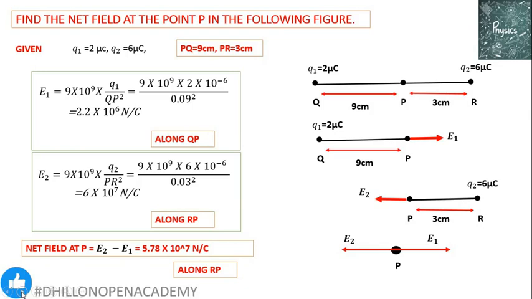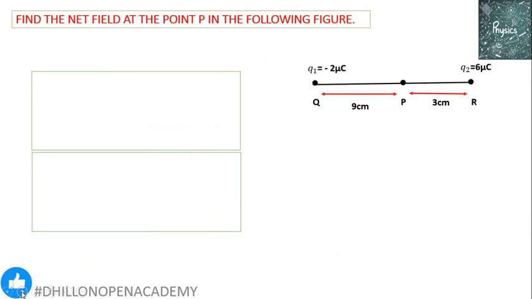So substituting that theta as 180 degrees in the equation, the net electric field equation will simply be reduced to E2 minus E1. We are doing E2 minus E1 because E2 is greater in magnitude. So it gives us a net resultant field of 5.78 into 10 raised to power 7 Newton per Coulomb, which is also acting along R to P. Let's move to the second question.